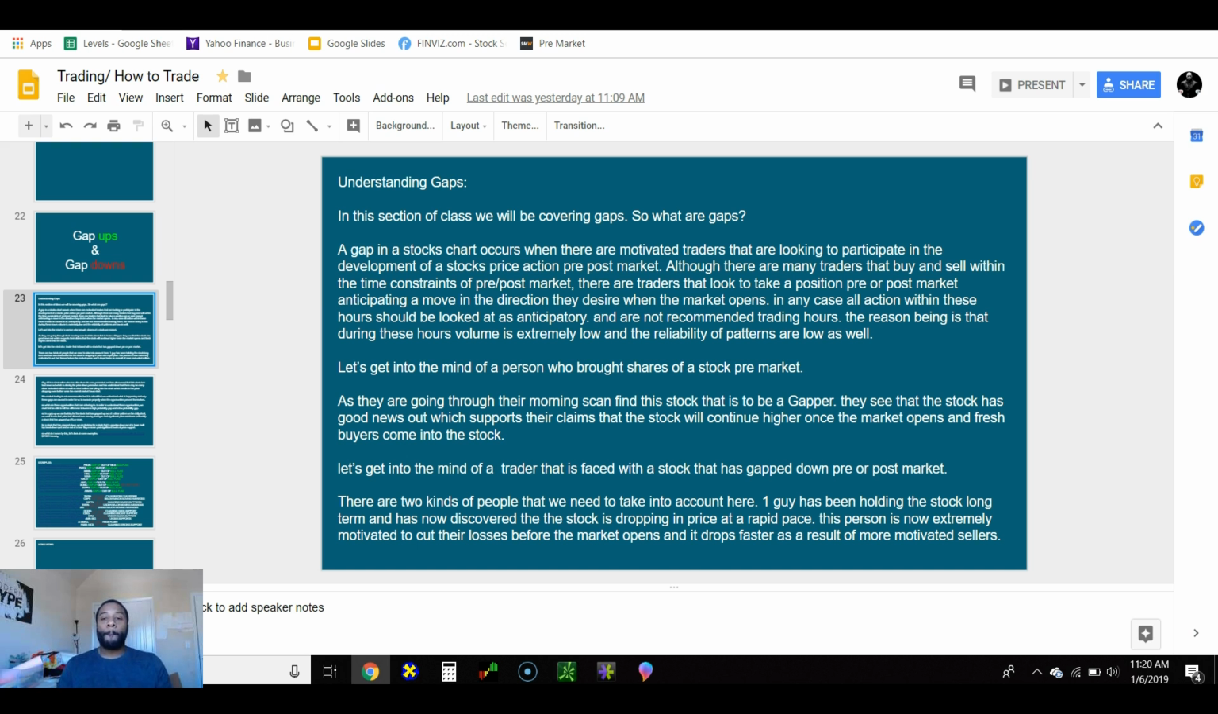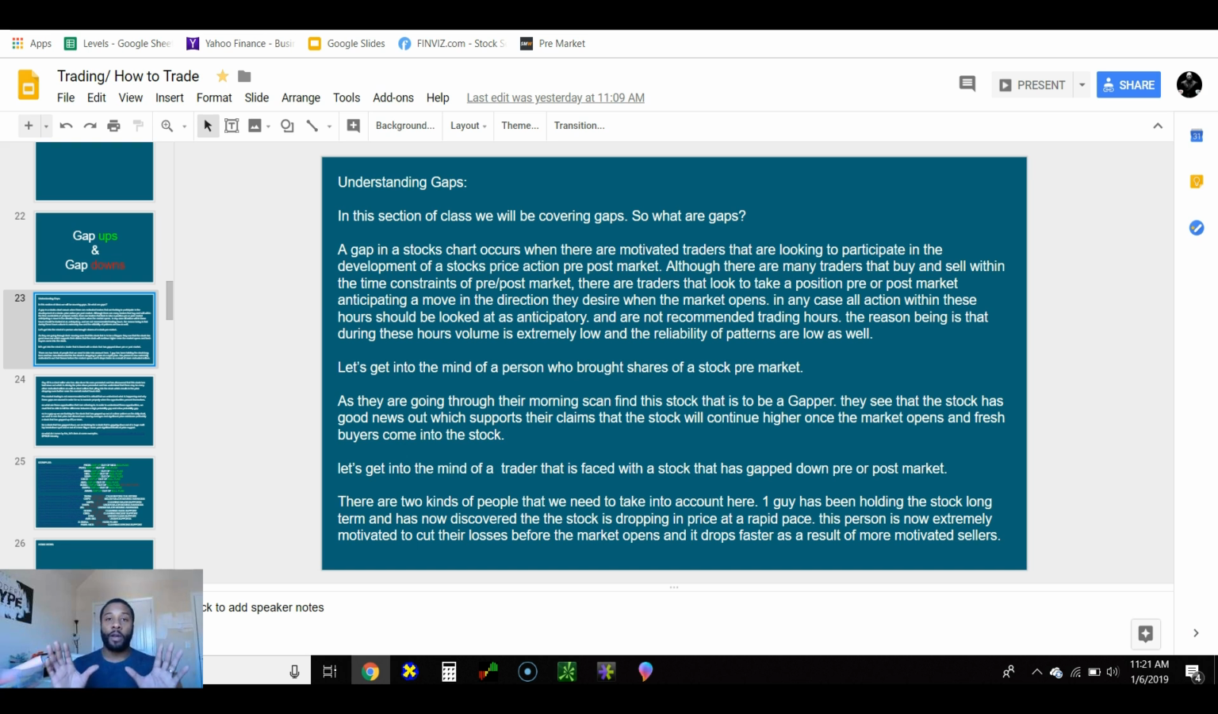Okay, so let's get into the mind of a person who bought shares of a stock pre-market. As they're going through their morning scan, looking for a stock, looking for a gapper, these are our gappers. They see a stock that has good news, which supports their claims that the stock will continue higher once the market opens and fresh buyers come into the stock. So let's just remember that.